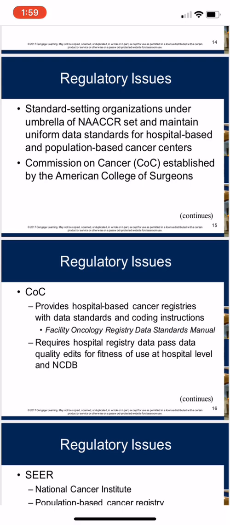Requirements for the data elements and timeliness of the data collection, however, vary across the different types of registries based on the state laws and reporting regulations and to what national organizations the registry submits data. Several standard-setting organizations and professional organizations work under the umbrella organization of the North American Association of Central Cancer Registries, or the NAACCR. This organization establishes and maintains uniform data standards for hospital-based and population-based cancer registries.